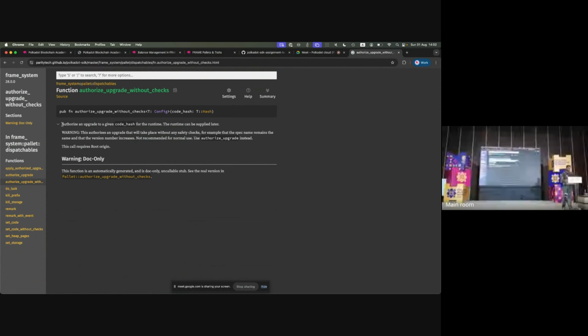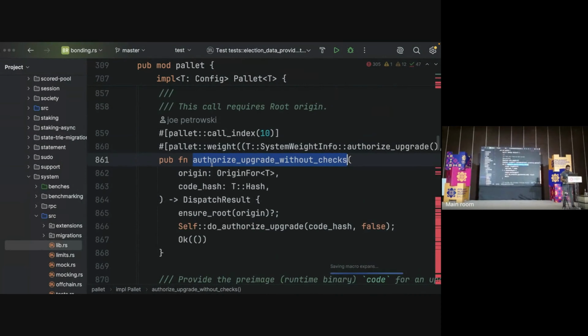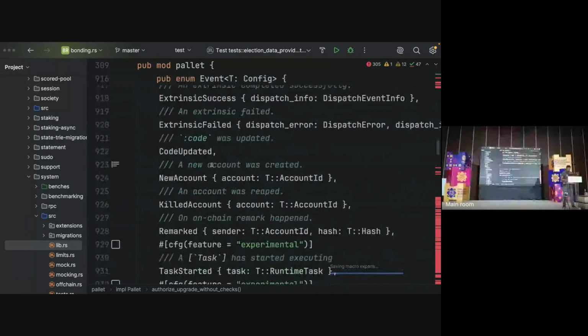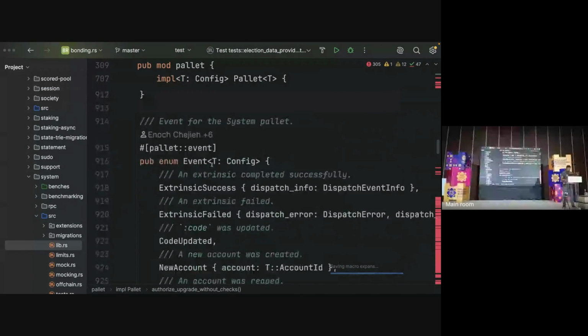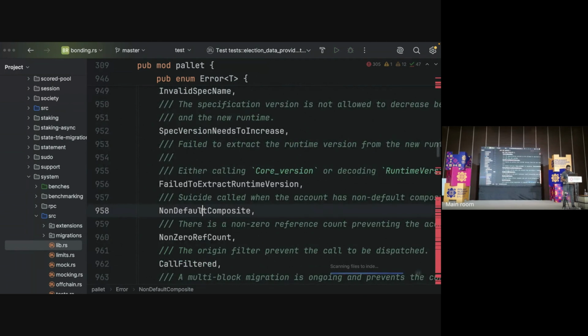So you see that documentation here, right? All this documentation that you write is very useful. Please write it nicely. Okay, a bunch of events. Anything else? Okay.